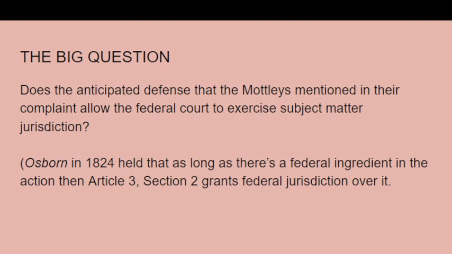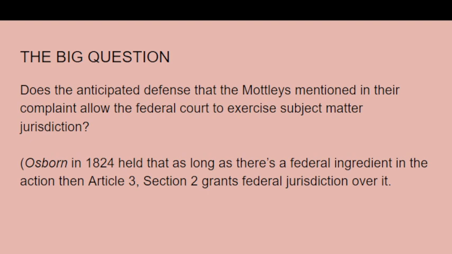Now, there was this case from 1824, Osborne versus Bank of the United States, that held that as long as there is a federal ingredient in the action, then Article 3, Section 2 grants federal jurisdiction over it. Article 3, of course, being about the power of federal courts, saying that they are of limited jurisdiction, but giving them that power nonetheless to hear cases between citizens of different states and cases that arise under the Constitution or laws of the federal government. So Osborne took a broad approach to federal question jurisdiction, but Mottley is going to end up taking a more narrow approach on the matter.